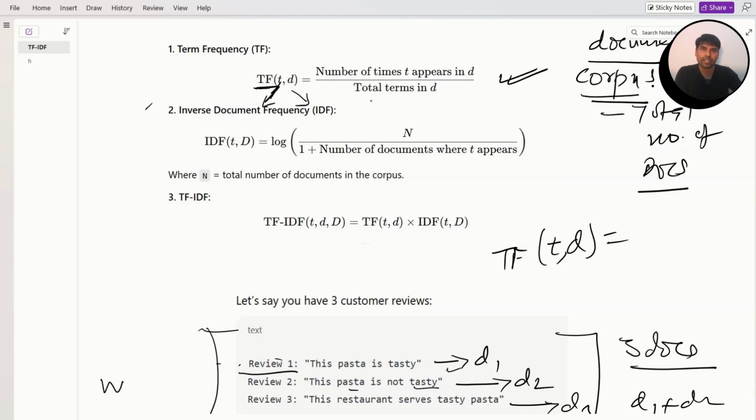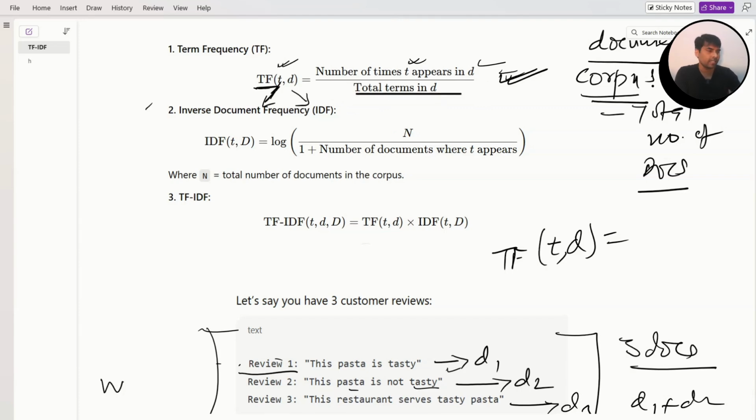So the formula is that we divide two terms. In the numerator, we take the frequency of T in the given D. I mean how many times the keyword for which I want to find the term frequency is repeating in the given document. I just find the count of T in the given D, and then I divide by the total terms in the given D.